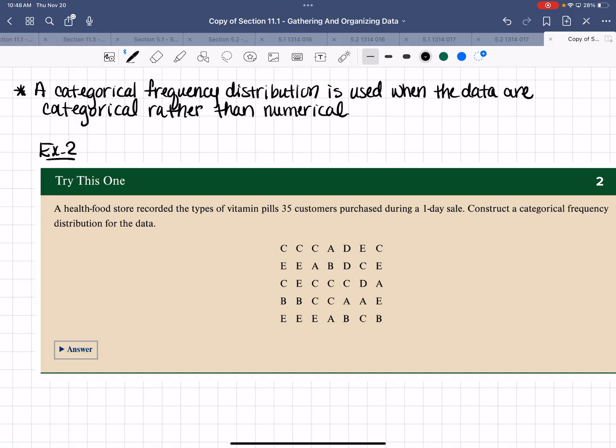So, example 2 says a health food store recorded the types of vitamin pills 35 customers purchased during a one-day sale. Okay? Construct a categorical frequency distribution for the data.